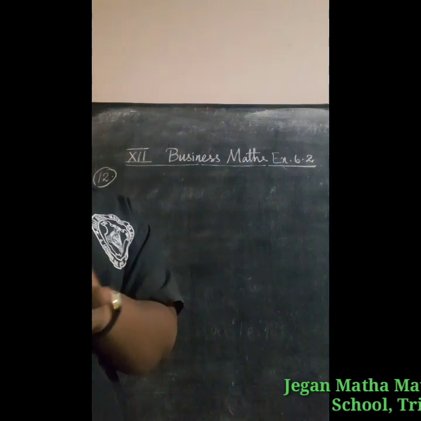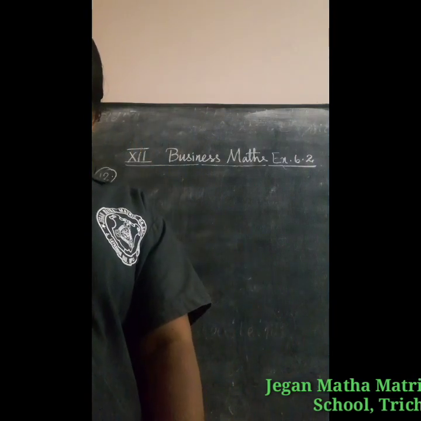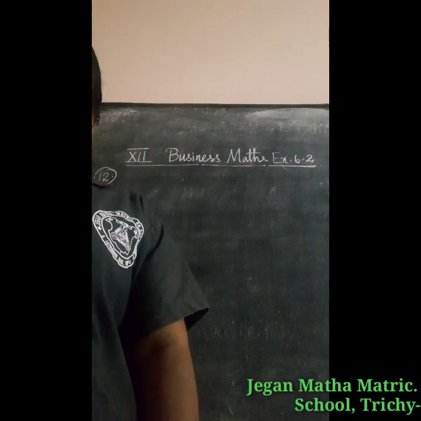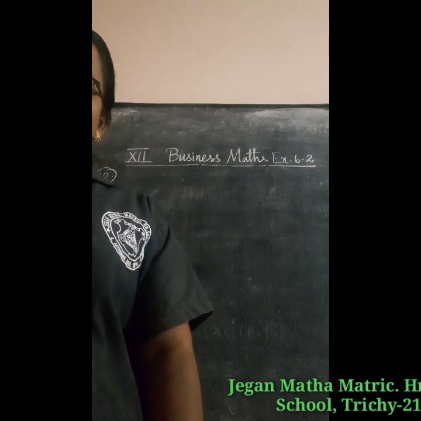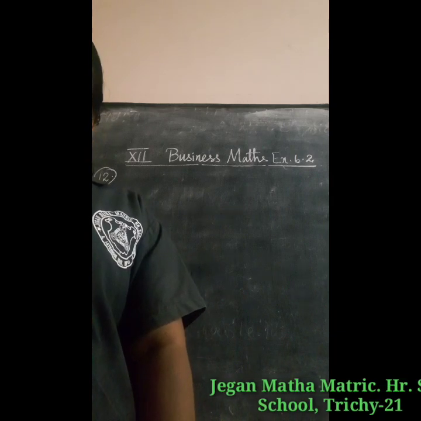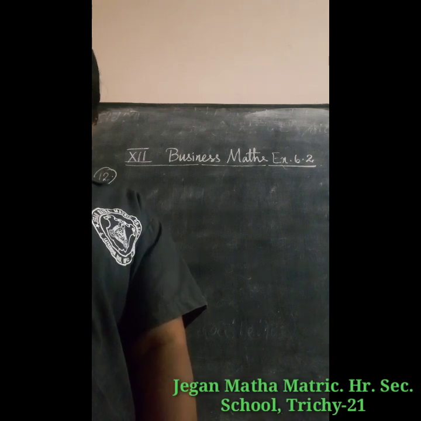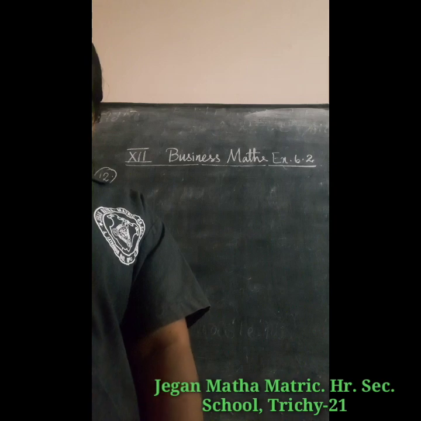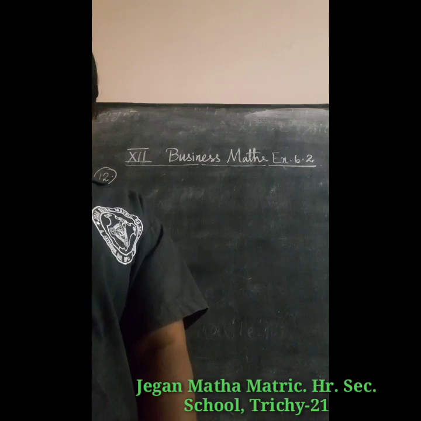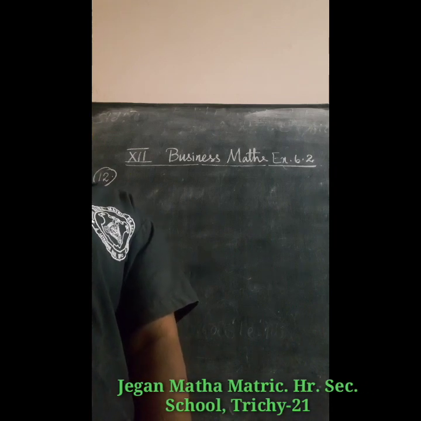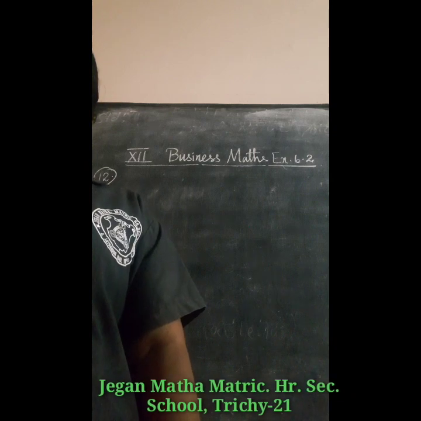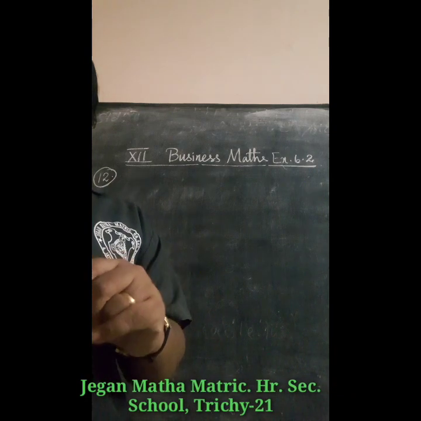In a business venture, a man can make a profit of 2000 with a probability of 0.4 or have a loss of rupees 1000 with a probability of 0.6. What is his expected value, variance and standard deviation of profit? Let us see how to find out the expected value, variance and standard deviation.